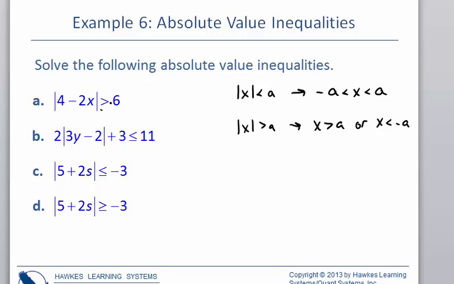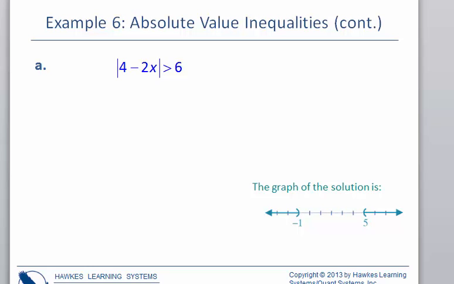So since it is a greater than problem, it is going to be approached in that manner with two separate problems. And so one problem, remember, is going to look just like the original. 4 minus 2x is greater than 6. The only thing that we do is we drop the absolute value. The other problem is going to be 4 minus 2x. We're going to switch the inequality to a less than, and we're going to put a negative on our answer.